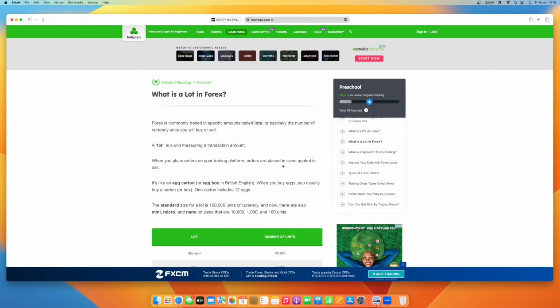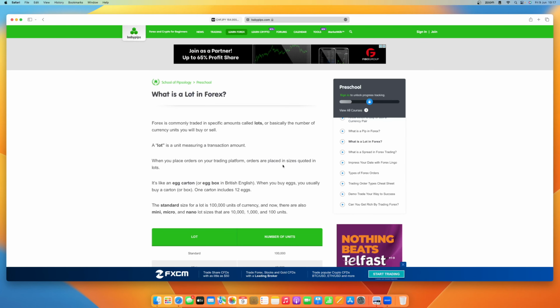So I know this might be looking too big for you. A lot simply means, the way I understand it, a lot determines the amount I'm risking on a trade. Let me just make it very easy for you to understand. A lot determines the amount I'm risking on a trade.